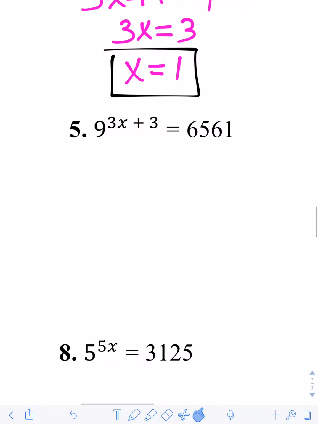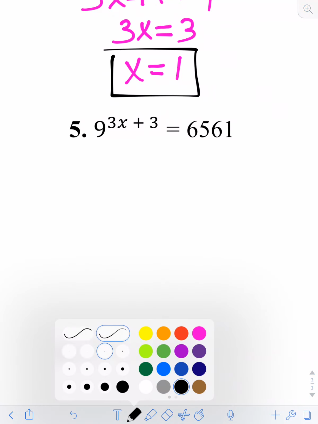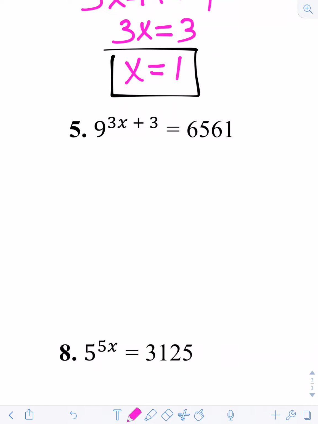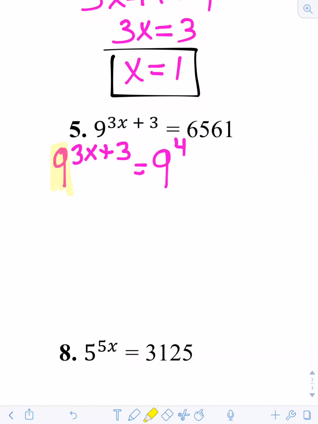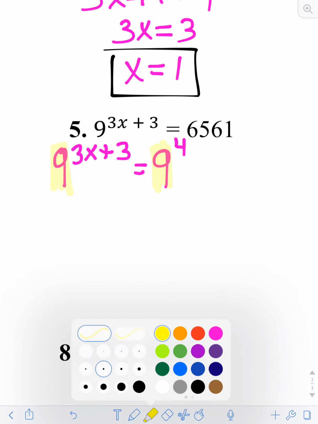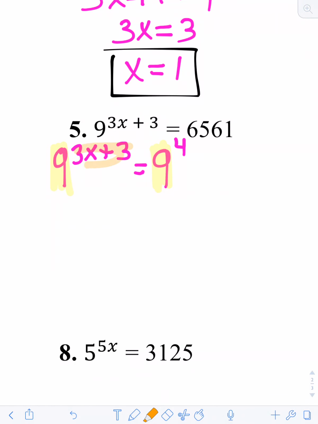All right, number 5. For this one, I'm going to again rewrite this. I have 9 to the power of 3x plus 3. My base is 9, so I'm going to see 9 to the power of what can get me 6,561. Just type in your calculator till you get that number, and you'll see it's 9 to the 4th power. So again, my bases are equal to each other, so I know that my exponents are equal to each other.